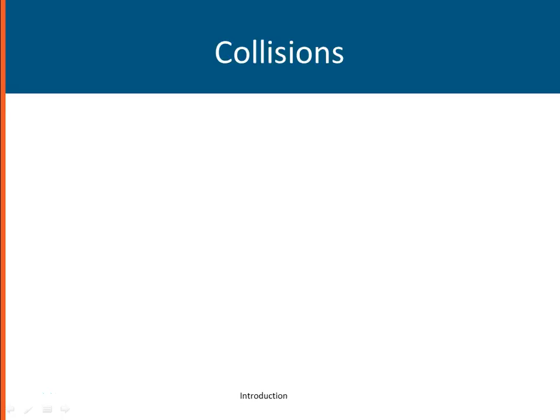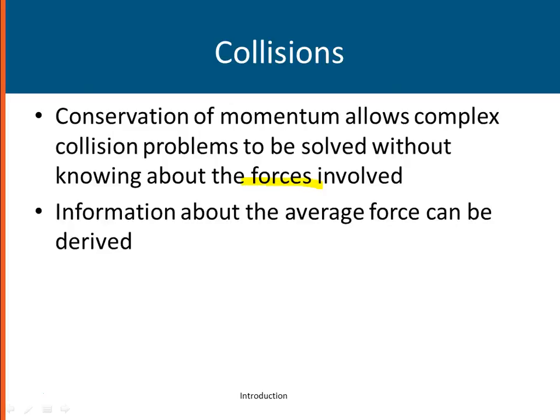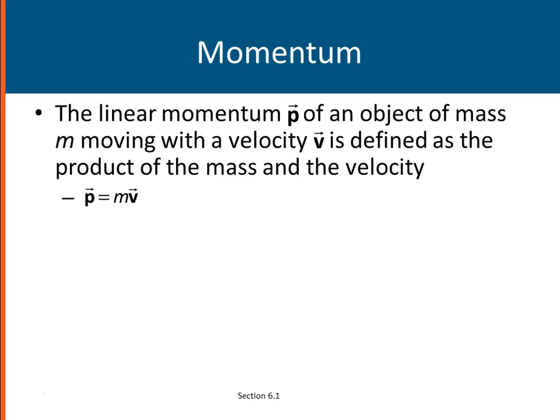In this video, we're going to start to examine the idea of collisions and objects colliding together. In order to do that, we need to look at the idea of momentum and how momentum is conserved. The conservation of momentum allows complex collision problems to be solved without knowing the forces that are involved. We can typically derive information about the average force, but most of the time we will not have that known at the beginning. And so momentum, we need to define this first.